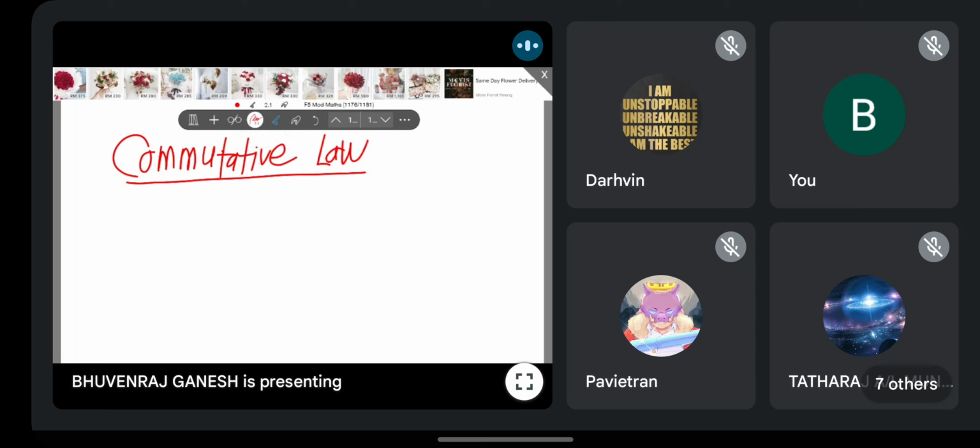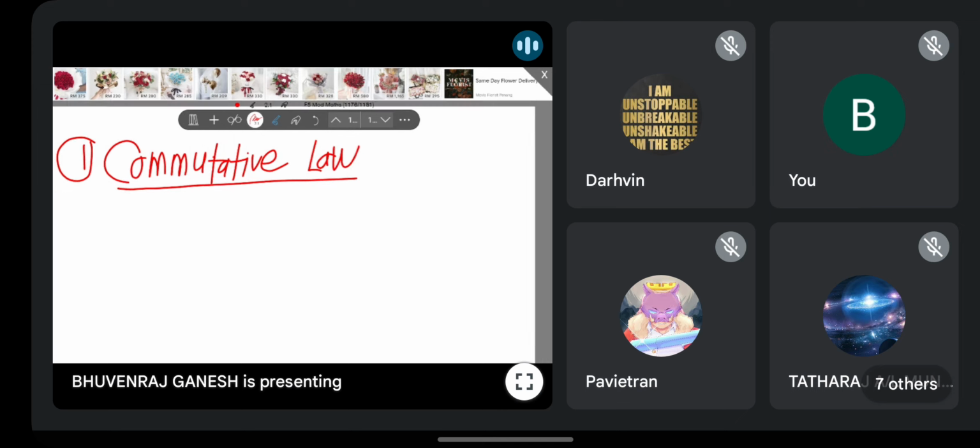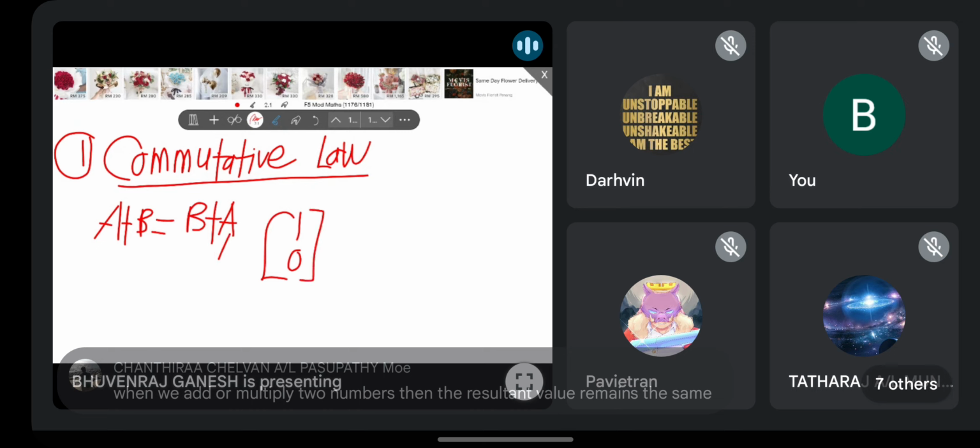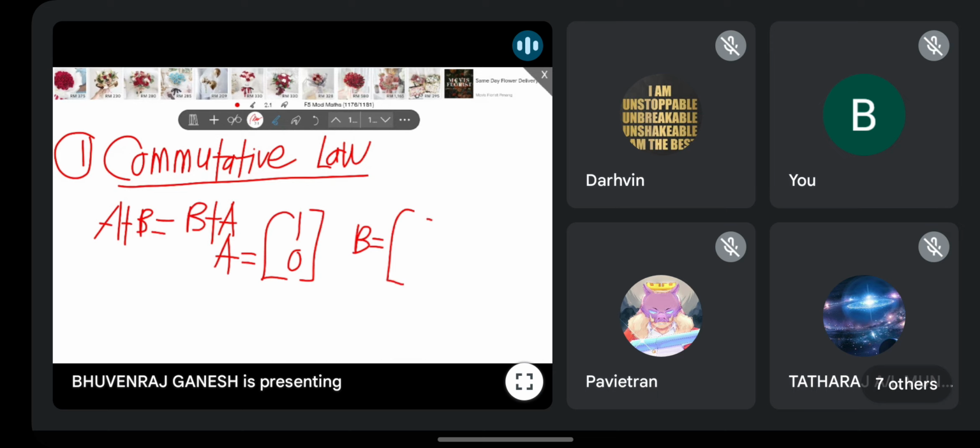Okay, first law that you all must know is the commutative law. What is commutative law, guys? Anyone know? You all studied this in lower form also, when you did the algebra part, if not mistaken. Basically, let's say we have two matrices like this, matrix A and matrix B. Very simple. Let's say matrix A is 1, 0 and matrix B is 0, 1.